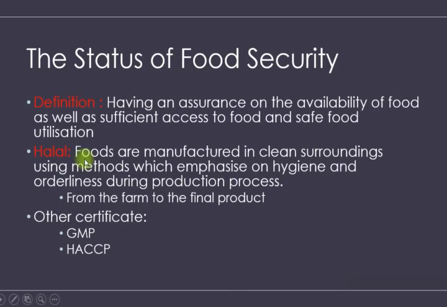Okay, what is halal? Halal refers to foods that are manufactured in clean surroundings using methods which emphasize hygiene and orderliness during the production process. It starts from the farm to the final product. That is referred to as halal food. Other certificates are by GMP and also by HACCP.